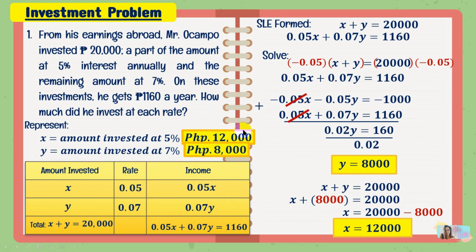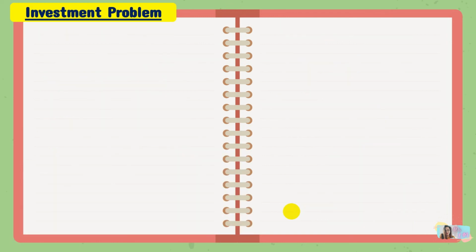Kung gusto po nating i-checking, ayan naman po, if we add those two, 20,000 naman po. And then, para sigurado po, i-multiply nyo po by 0.05 si 12,000 and 0.07 si 8,000. At dapat po, ang sum nila ay 1,160. So, that will be for the first example about investment problem. And the last example is still under investment problem.